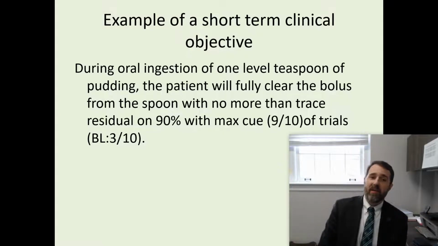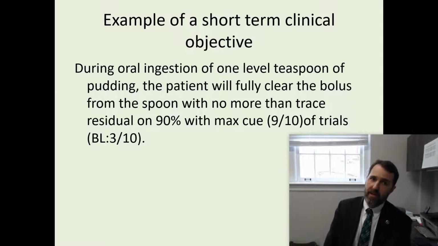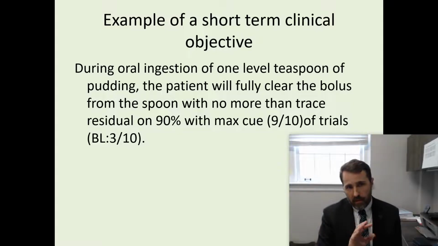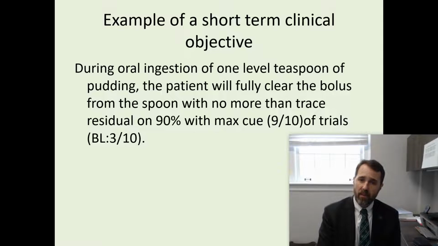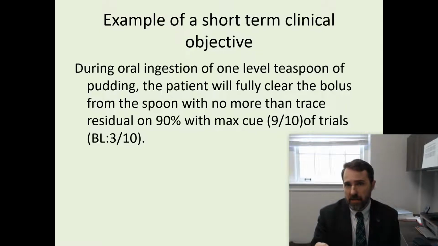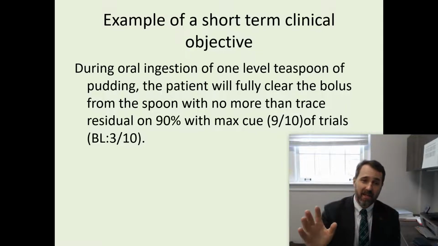So example of a measurable short-term goal for this would be during oral ingestion of 1 level teaspoon of pudding, the patient will fully clear the pudding from the spoon with no more than trace residue at 90% max Q. So that's 9 out of 10 trials.